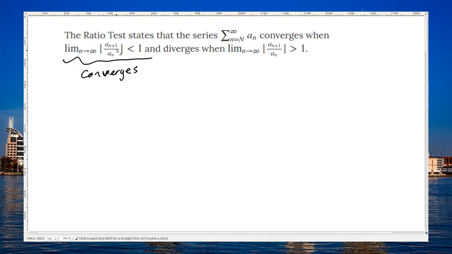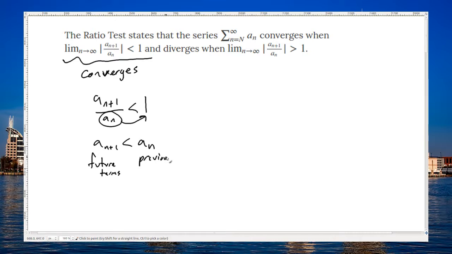Well, what it's saying is that a_(n+1) over a_n is less than 1, so then I can move this a_n to the other side. And so the idea behind it is that future terms are always smaller than previous terms. So basically what this is saying, because this is less than 1, not only are all the future terms getting smaller than the previous terms, but they're getting smaller at a ratio less than 1 as n goes to infinity. And so that's why things are getting smaller.